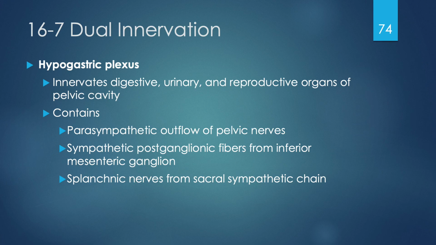The hypogastric plexus, which literally translates to below the stomach, is going to innervate our digestive, urinary, and reproductive organs of the pelvic cavity. So you can imagine the hypogastric plexus as being involved in everything that is in the lower two thirds of our abdomen and pelvis. So this will contain our parasympathetic outflow to our pelvic nerves, as well as our sympathetic postganglionic fibers that are coming from our inferior mesenteric ganglion. The splanchnic nerves will also come from the sacral sympathetic chain.